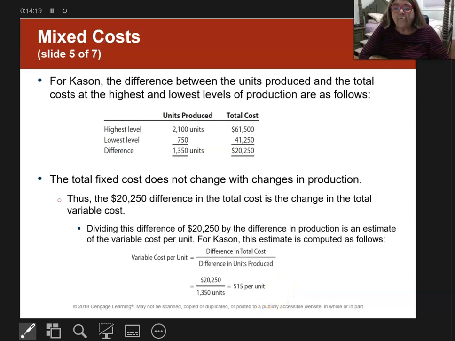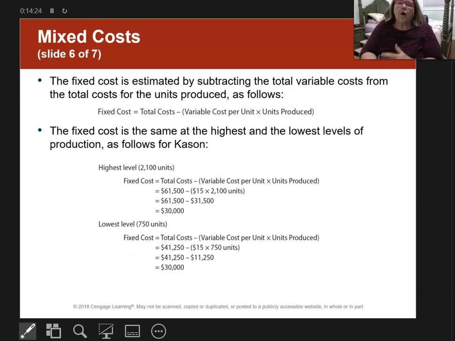Okay, so let's move forward, I've got a couple more slides. Let's do the fixed cost. So you always have to know the variable cost first, then you do the fixed cost. Here's my formula. Total cost minus variable cost per unit times units produced. But you have to calculate this first. Now, you can do this formula for the highest level or the lowest level, and it will still come out exactly the same. Fixed costs are often just a single dollar amount, such as $30,000 for the whole year, whereas a variable cost is often so much per unit.